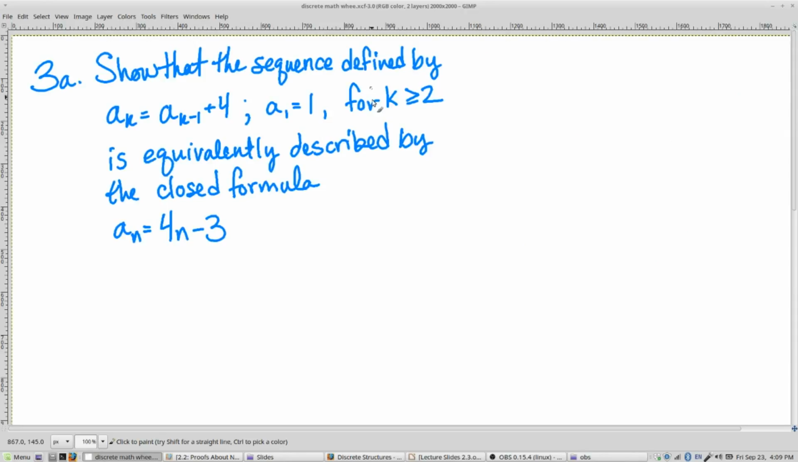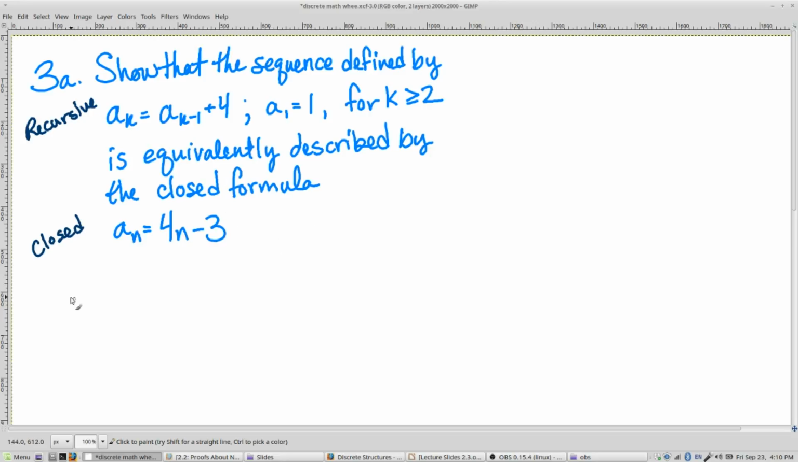Okay, so this example 3a from the book says, show that the sequence defined by, so this is the recursive formula, and this is the closed formula down here, a sub k, so a at some index k, is equal to the previous item plus 4, with the starting point of a sub 1 equal to 1, for k greater than or equal to 2. And it is equivalently described by the closed formula a sub n equals 4n minus 3. So we have to show that these are equivalent.